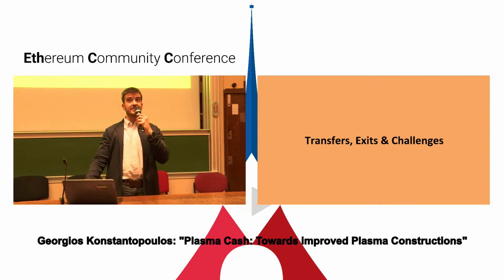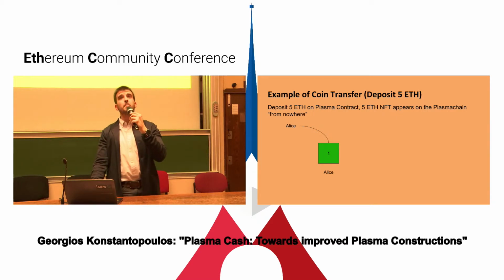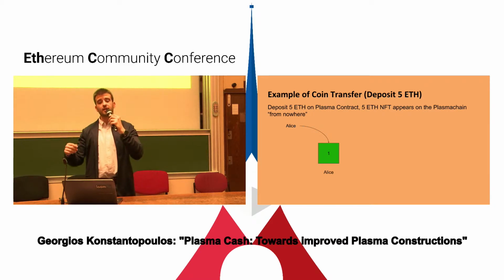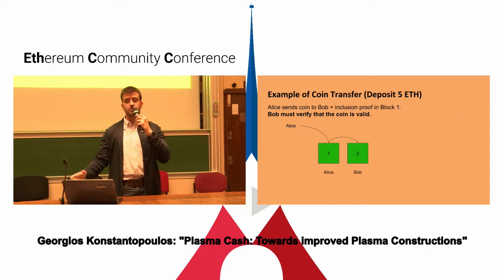So let's see how this actually works. Initially, we'll go through a simple example. We have Alice, the usual suspect. Alice deposits, let's say, 5 Ether in the Plasma chain. It appears out of nowhere, in a sense, and she transfers it to Bob.